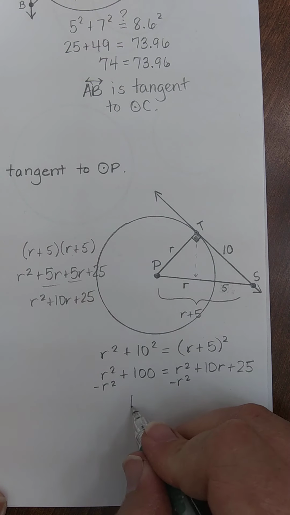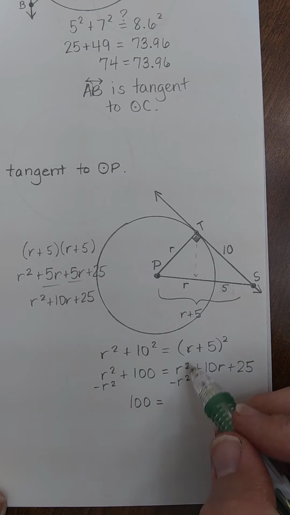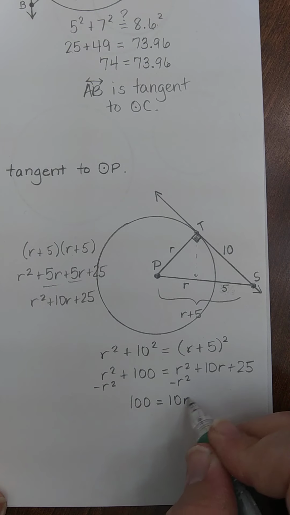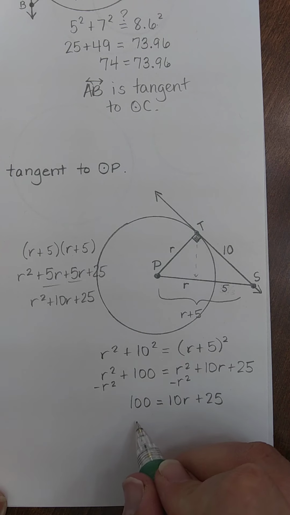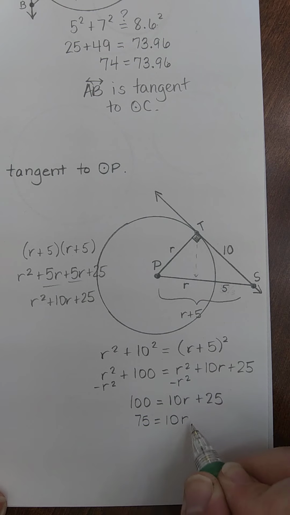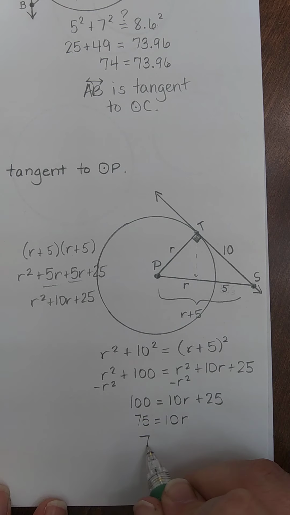These cancel out and we have 100 equals. These cancel out, so we now have 10r plus 25. So we'll subtract our 25 over on this side. That gives me 75 equals 10r. Then we'll divide both sides by 10, and we get 7/2 as the value of the radius.